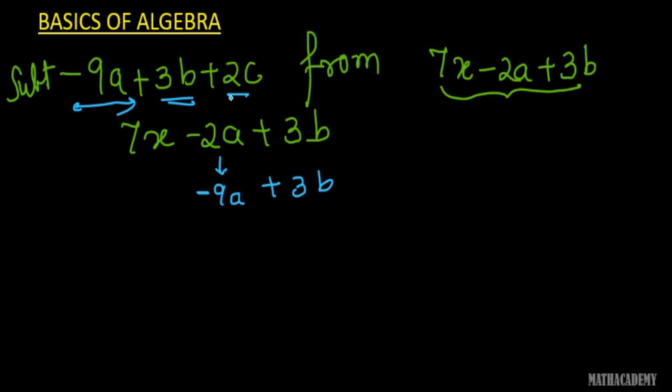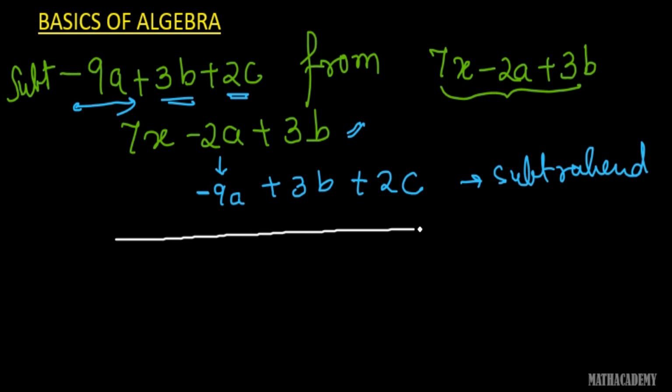And what about 2c? Is there any 2c term in this expression? No. So we can't write it below any of the terms of this expression. So we write it separately. Now this is the subtrahend. We have to change the sign of each and every term of the subtrahend. So negative 9a becomes positive, plus 3b becomes negative 3b, and plus 2c becomes negative 2c.